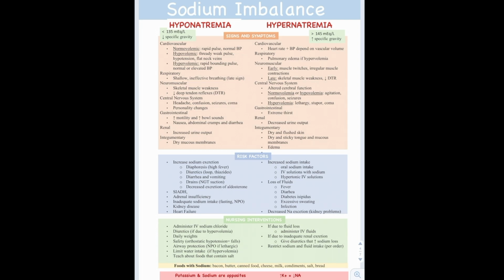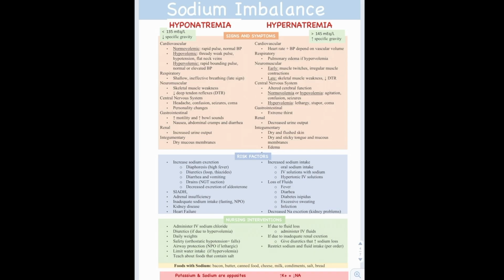They're going to have shallow and ineffective breathing, but this will be a late sign. You'll see skeletal muscle weakness and decreased deep tendon reflexes. Central nervous system, you'll have headaches, confusion, seizure, coma, and personality changes. Gastrointestinal, increased motility, increased bowel sounds, nausea, abdominal cramps, and diarrhea. Renal will be increased renal output, and integumentary will be dry mucous membrane.